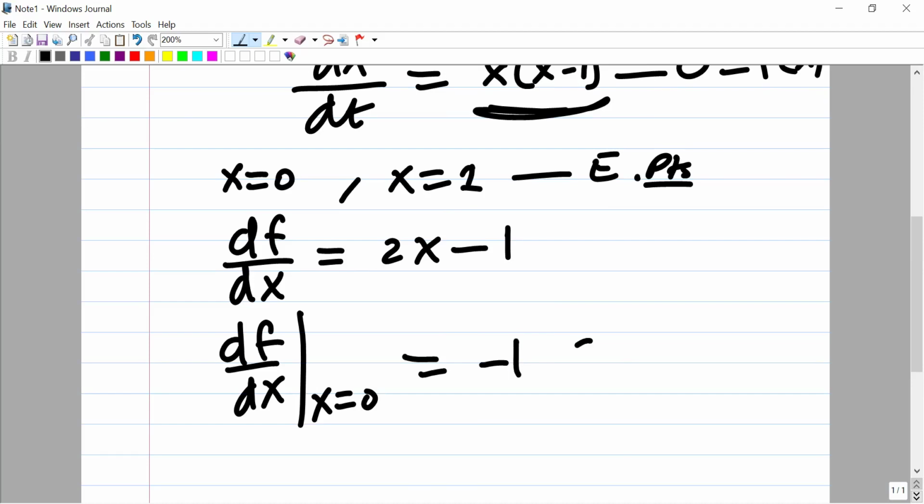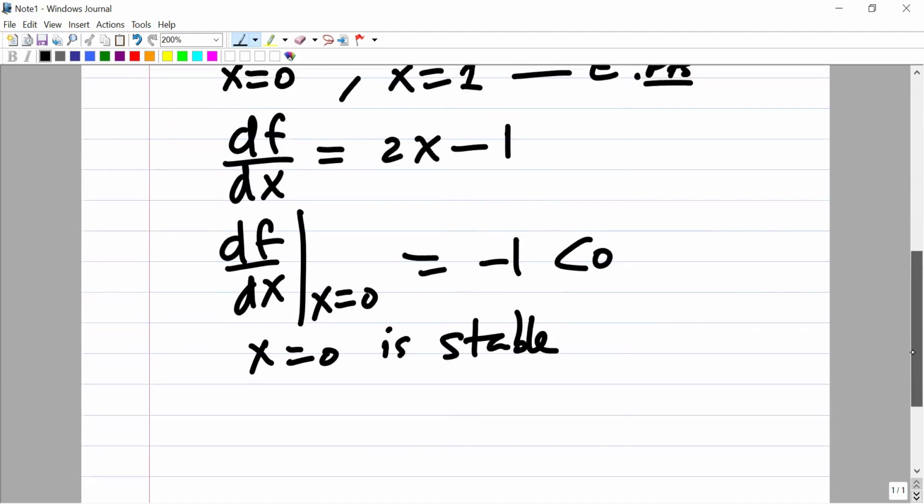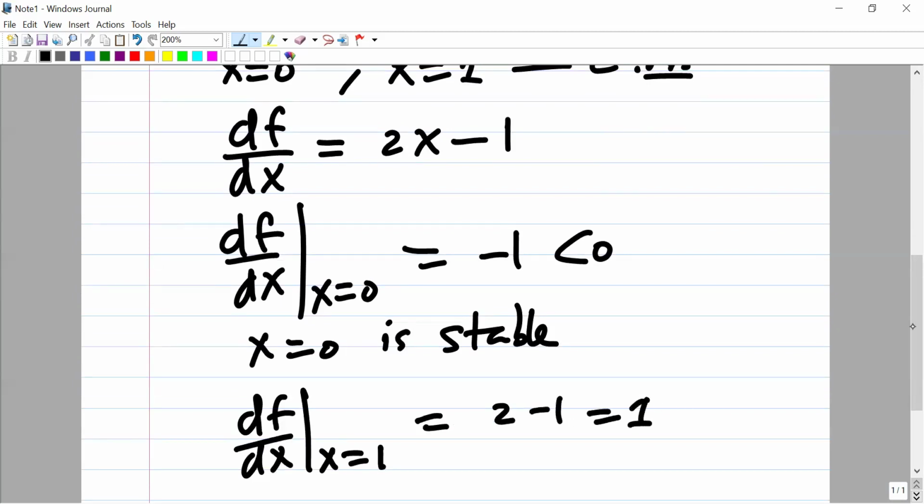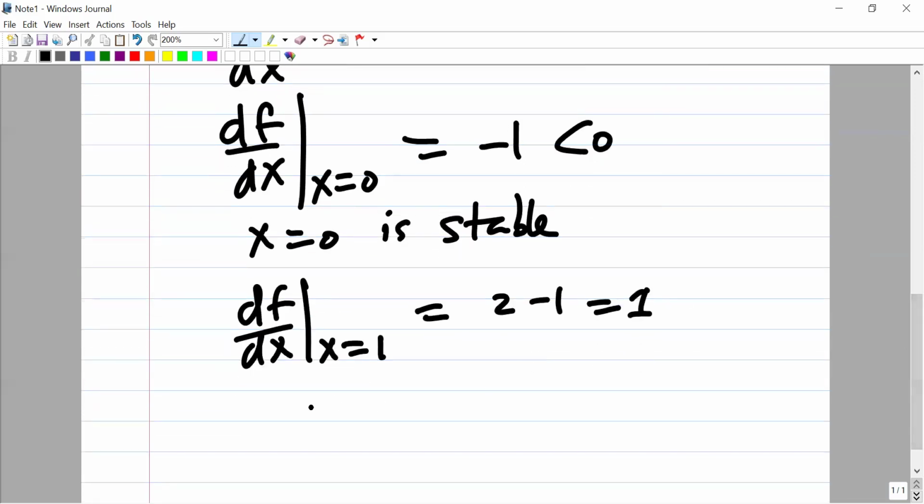So we want now to find the stability of these two equilibrium points. At x equal to 0, it is minus 1, which is less than 0. So x is equal to 0 is stable. And then we can do the same for the other equilibrium, x is equal to 1. This is 2 minus 1, which is equal to 1. So x is equal to 1 is unstable.